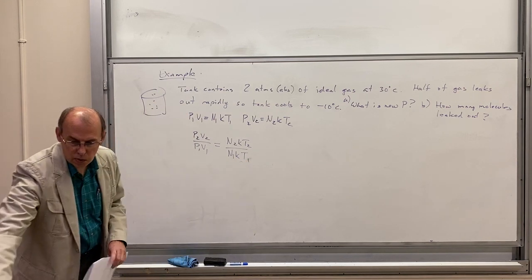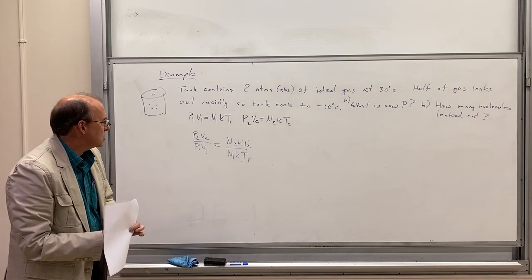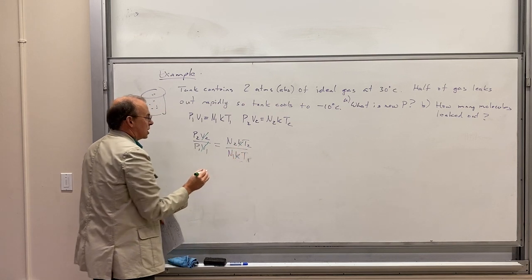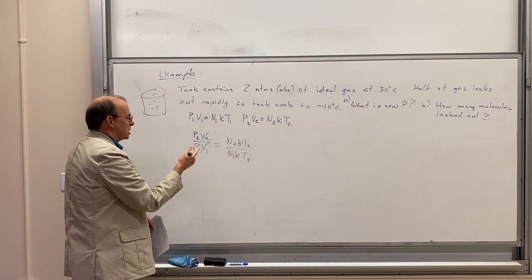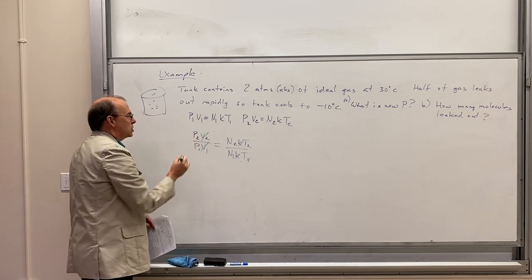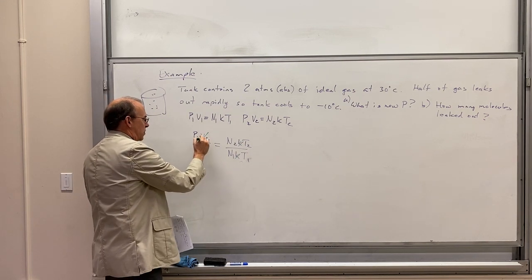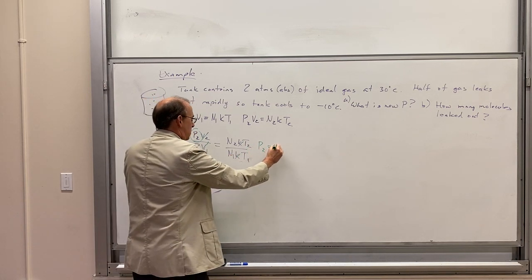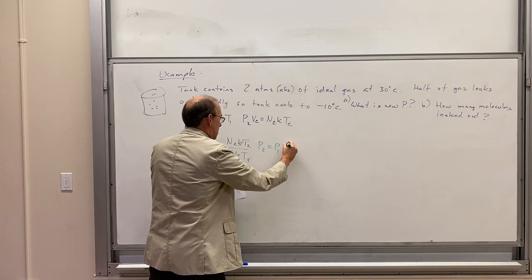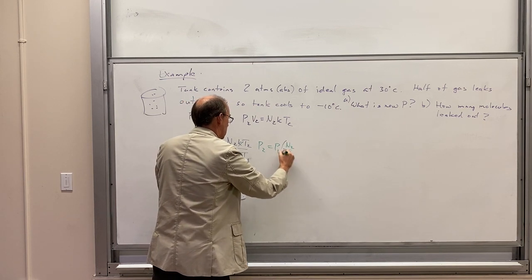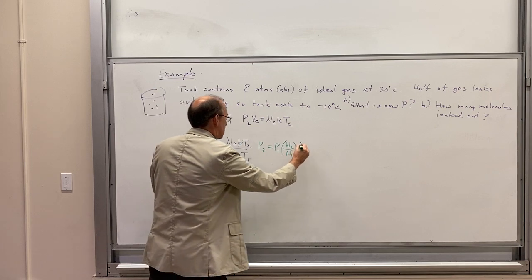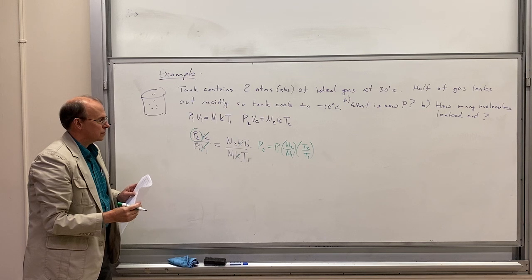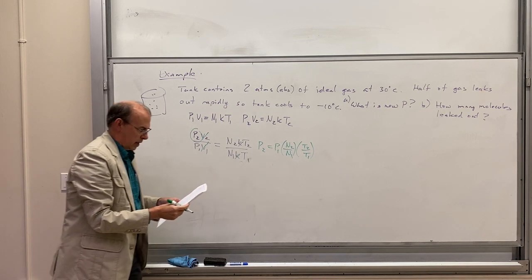Now I can cancel all of the things that didn't change. The volume of the tank didn't change, K didn't change, the N's did, the T's did, the P's did. P2 is what I want, so I solve this for the thing I want, P2. So P2 is P1 times N2 over N1 times T2 over T1. And I know all that.